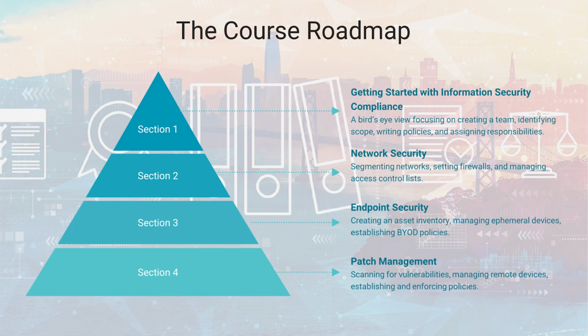First, we're going to discuss a bird's eye view of how you put together a compliance team, identify your scope, write policies, and assign responsibilities. From there, we'll move on to network security, where we talk about segmenting networks, setting firewalls, and managing access control lists.